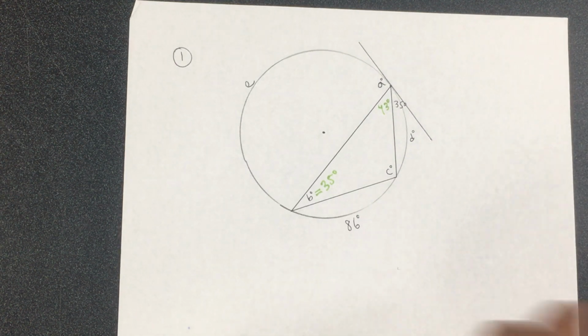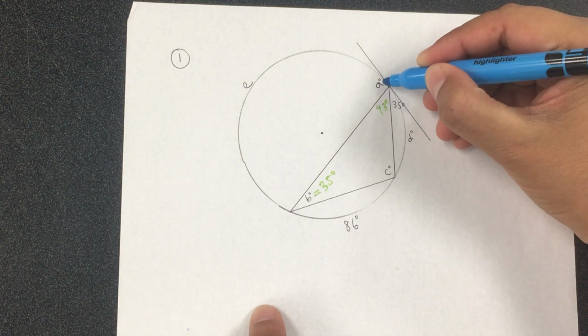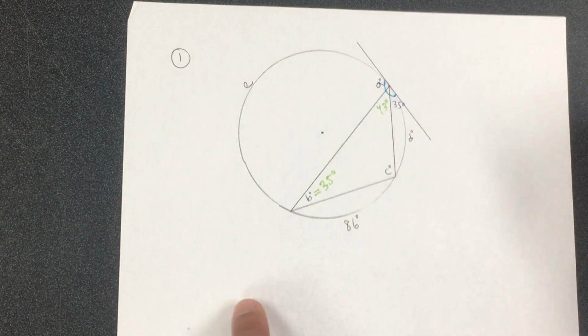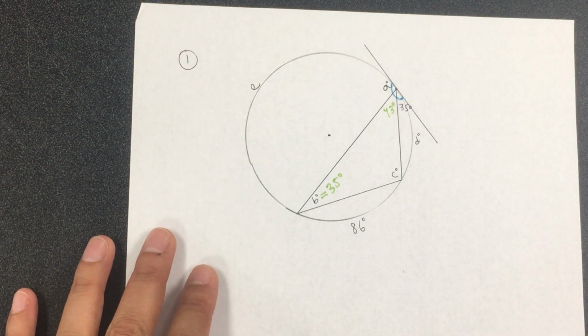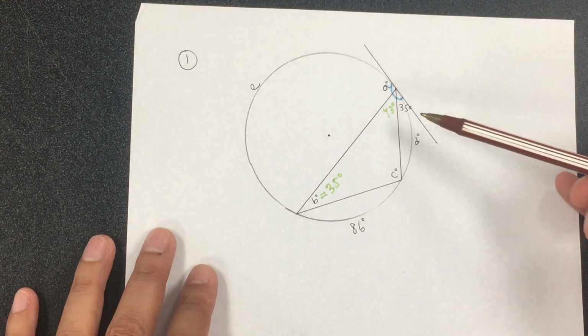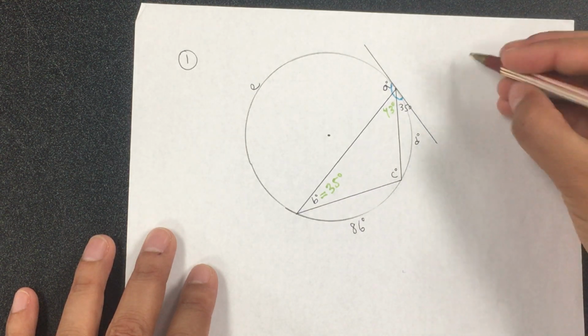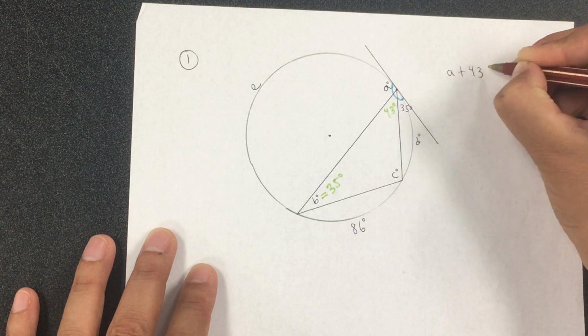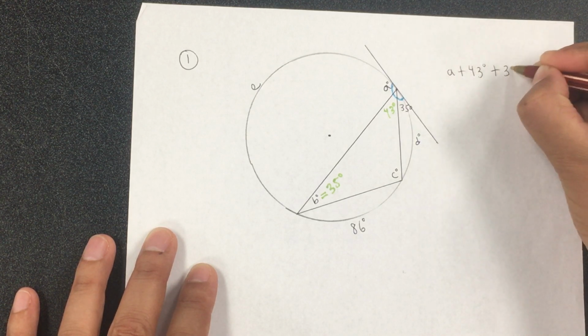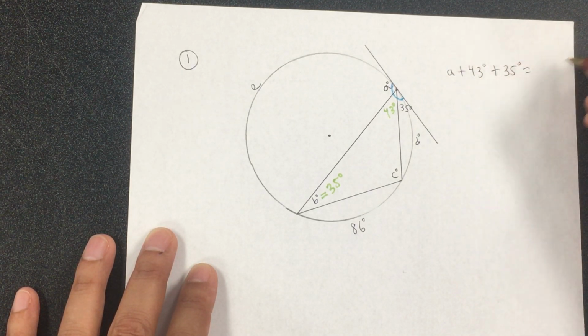That's going to help me figure out, because I have supplementary angles in here. All three angles add up to 180. I know it's a lot going on, but little by little you can see that it's all the relationships that you see from previous lessons and this lesson. Okay, so A plus 43 plus 35 is equal to 180.